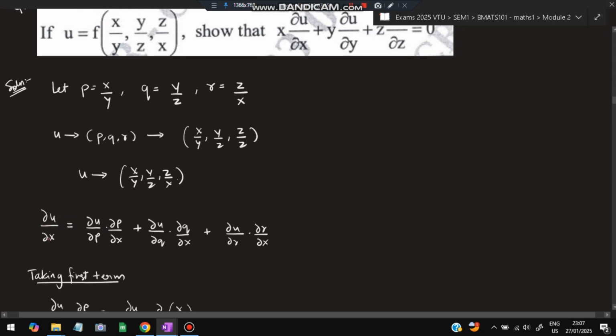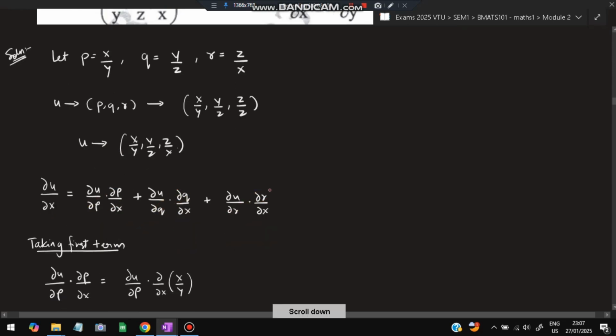du by dx equals du by dp into dp by dx. Like that you will be writing, because first is p, right? So p you want to differentiate. First u is related to p and p is related to x, so du by dp into dp by dx plus du by dq into dq by dx. The denominator will remain dx here because of this one, but first it will be p, then q, then r. This is the formula you need to memorize.